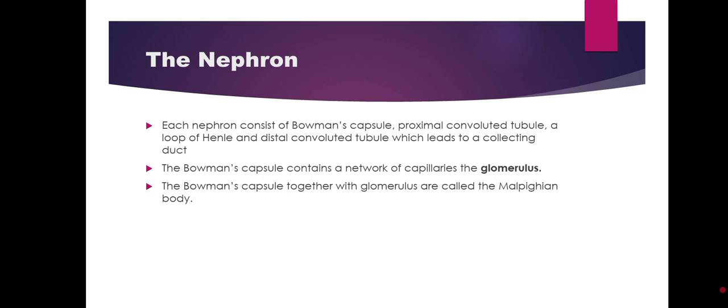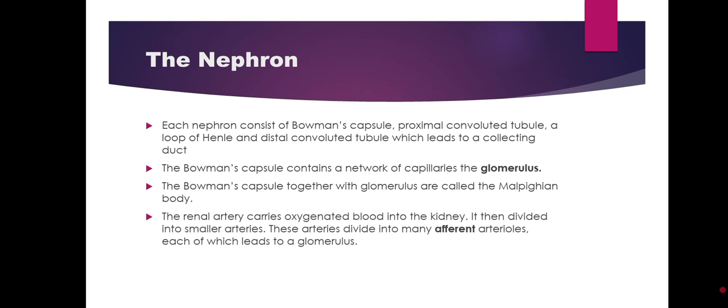Now, the renal artery carries oxygenated blood into the kidney, right? And it divides into smaller arteries. These arteries divide into many afferent arterioles, and each of these leads into the glomerulus, right? Each afferent arteriole leads to a glomerulus.